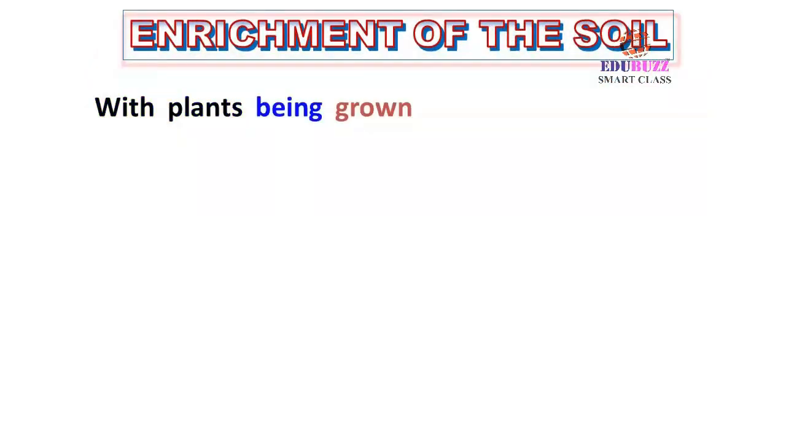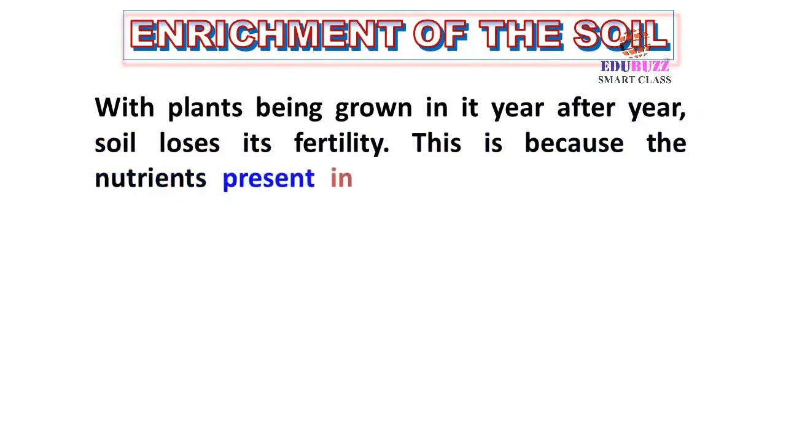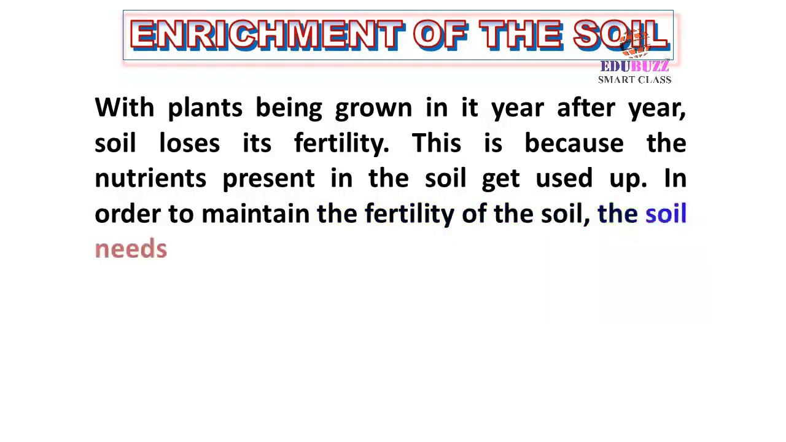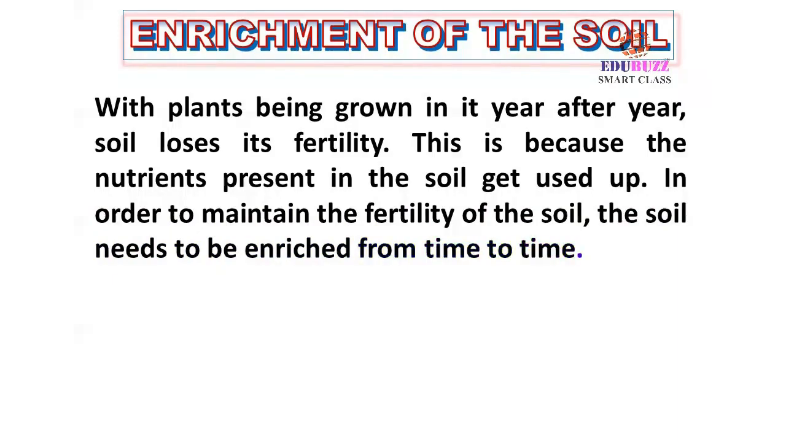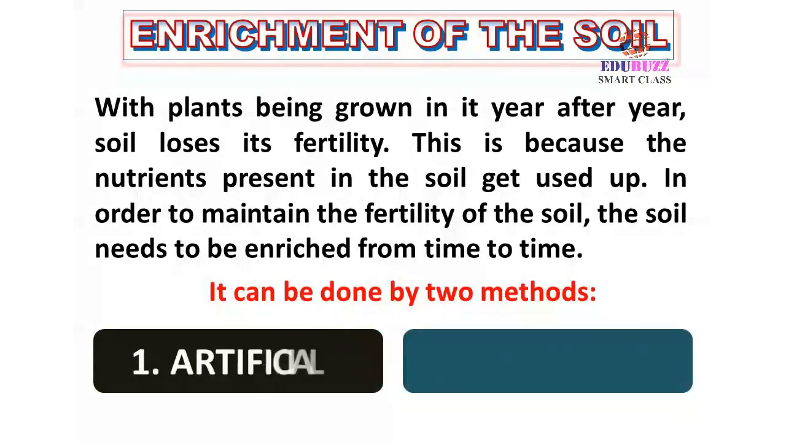Enrichment of the soil. With plants being grown in it year after year, soil loses its fertility. This is because the nutrients present in the soil get used up. In order to maintain the fertility, the soil needs to be enriched from time to time. It can be done by two methods: artificial, natural.